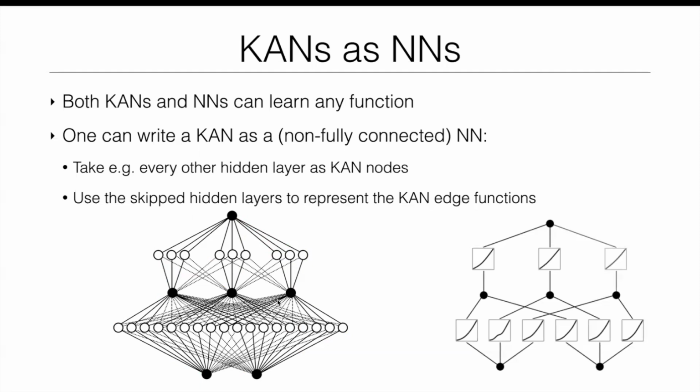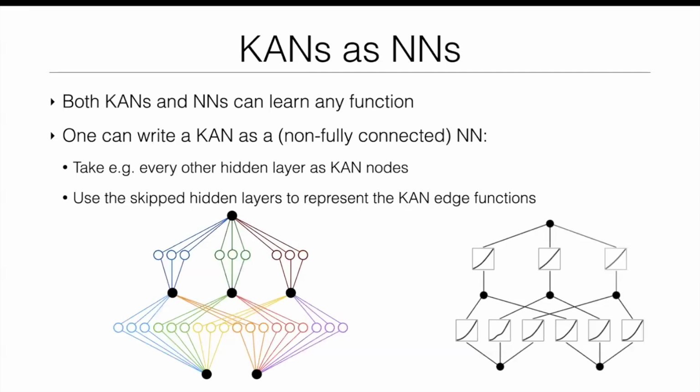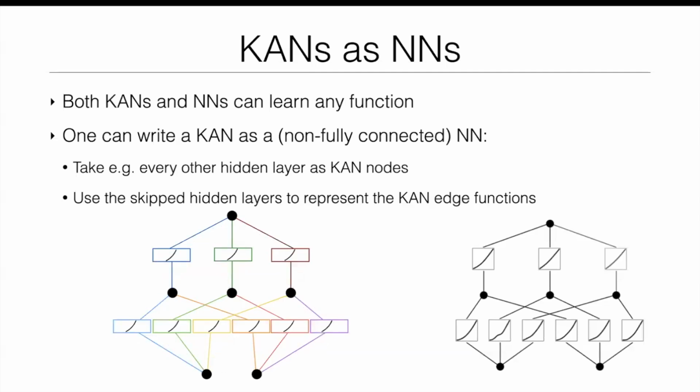But of course, the loss landscape of these neural networks is very, very complicated. And this is most likely not what a neural network learns. But it's a theoretical way of connecting what a KAN does and what a neural network is doing.